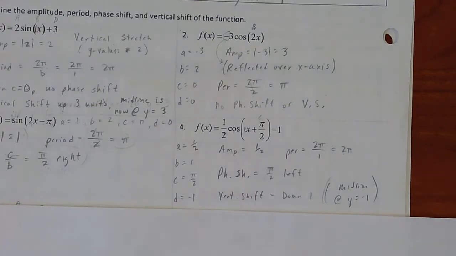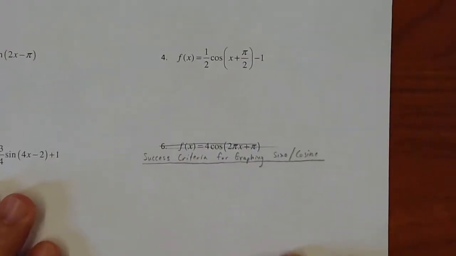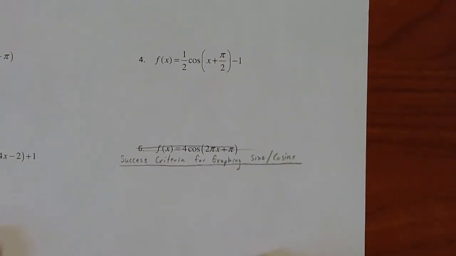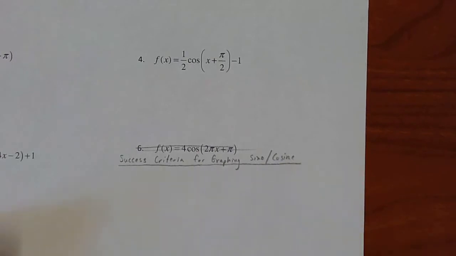I'm moving on. All right, what I want to do now is 5, I'm going to use maybe for warm-up tomorrow. Let's cross out 6, and what I want you to do is write down the success criteria for these graphs we're going to do in the next page. It's a big part of your quiz this week. So just write this down, success criteria for graphing sine and cosine graphs.